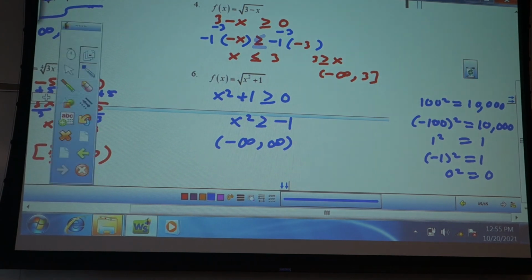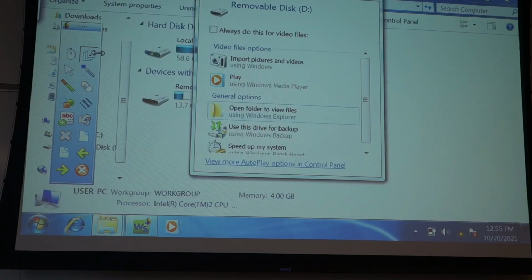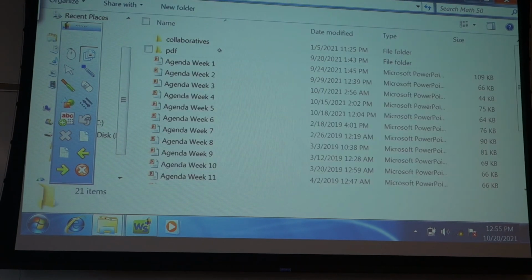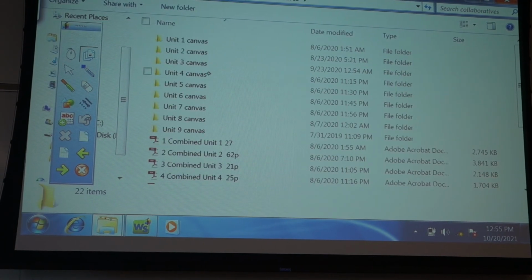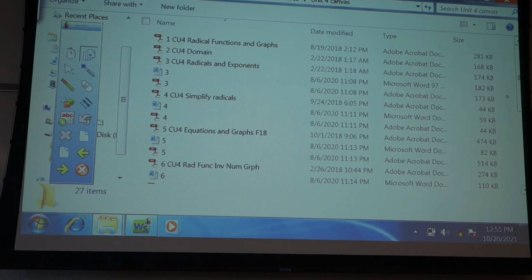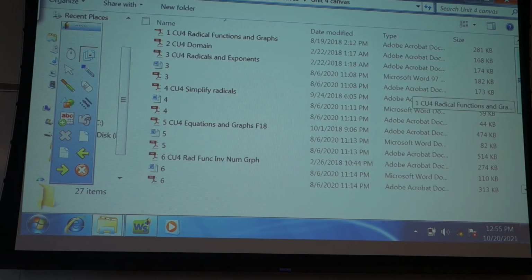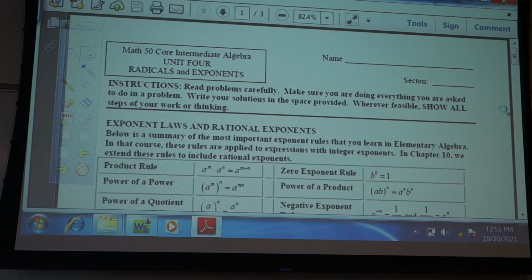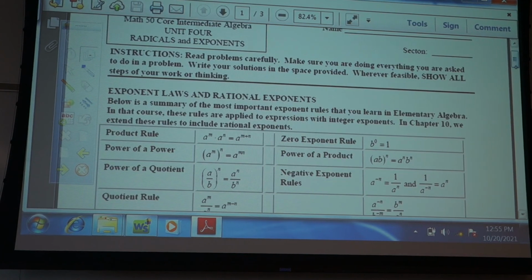Okay, so let's take a look at our next handout. Negative infinity squared is positive infinity, yes. So the answer is all real numbers. Does that make sense? Any number. We can talk about that later.